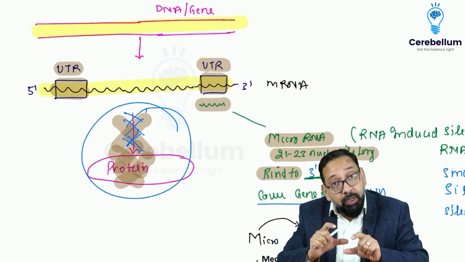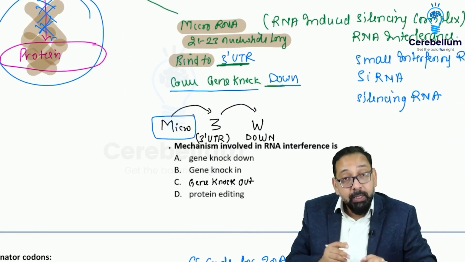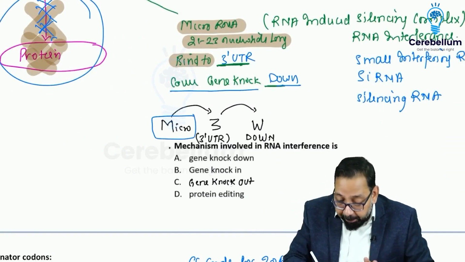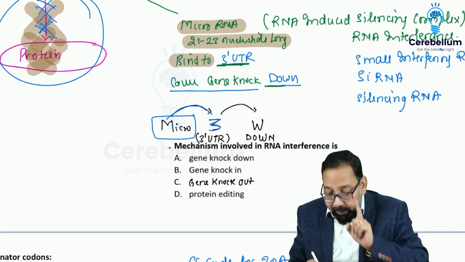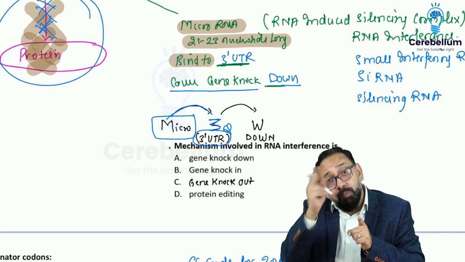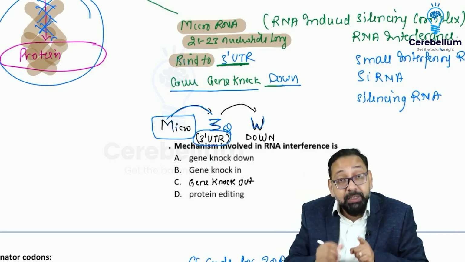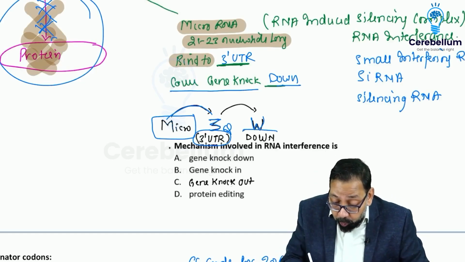Now make a mnemonic. The mnemonic is that microRNA starts with M. If I rotate M once, it becomes 3. So microRNA binds to the 3' untranslated region. First question. If I rotate 3 once more, it becomes W, for gene knockdown. Gene knockdown: W, down.